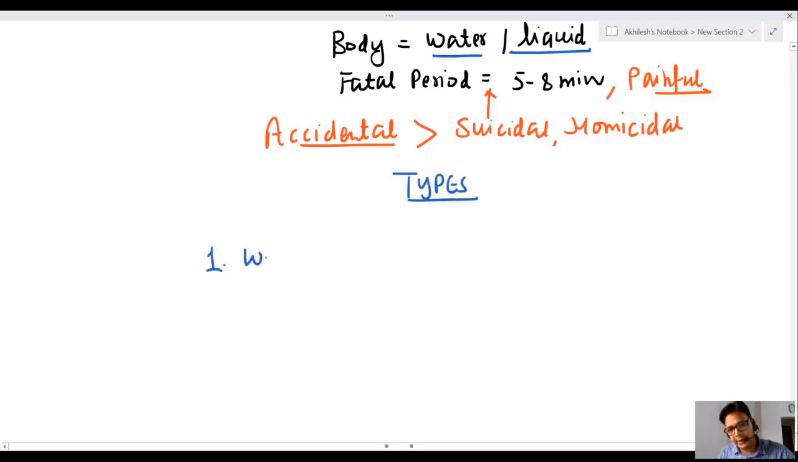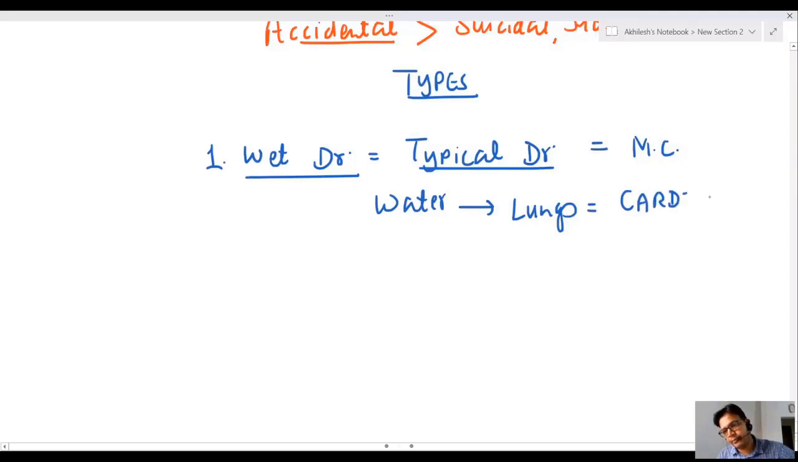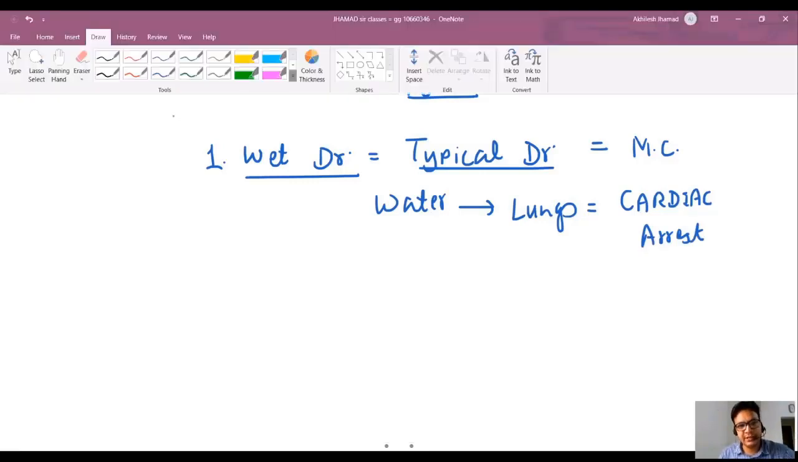First, wet drowning. Sir, wet drowning is also known as typical drowning. This is the most common drowning. What is wet drowning? Wet means water goes in the lungs and the person dies due to cardiac arrest. This is wet drowning.